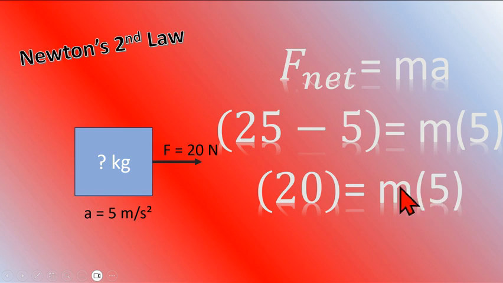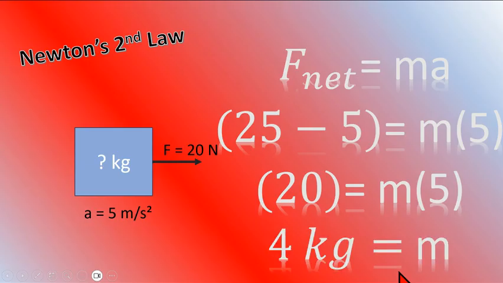And so the one that you don't know is the mass. So we'll just divide by 5 so we can cancel out the 5 on that side. And 20 divided by 5 is 4. So the mass of the object must be 4 kilograms.